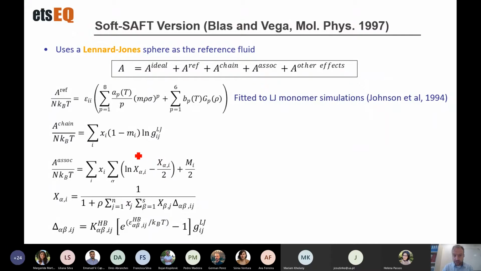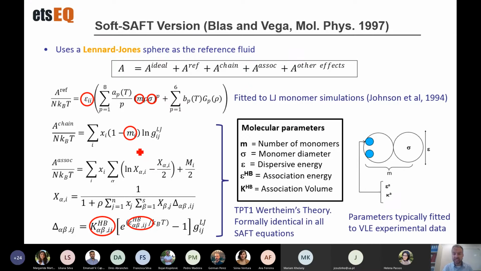I'm not going into the detail of the different terms, but just keep in mind that here we have a series of parameters, and these parameters are related to the molecule in the sense that they are related to the physical shape and energy of the molecule. We have from one side M, which is the number of monomers, sigma, which is the monomer diameter, epsilon, which is the dispersive energy. So all these three terms are related to these monomers. How many monomers do I have, and which are the diameter of these monomers, and which is the energy of attraction between these monomers. And then I have two additional parameters which are related to the energy and volume of association of these possible association sites coming from the hydrogen bonding contribution, okay?